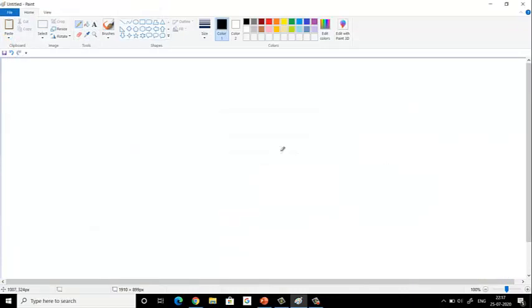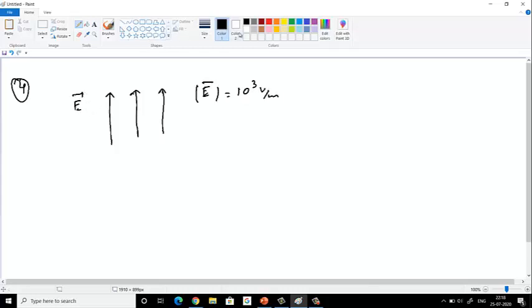So, now in the next question, once again, let me just read the question for you. It is given to us that there is an electric field parallel to the y-axis, like this. The magnitude of the electric field is 10 power 3 volts per meter in the upward direction. And we are releasing a particle of mass m, I'll tell you the value of mass, along the x direction.